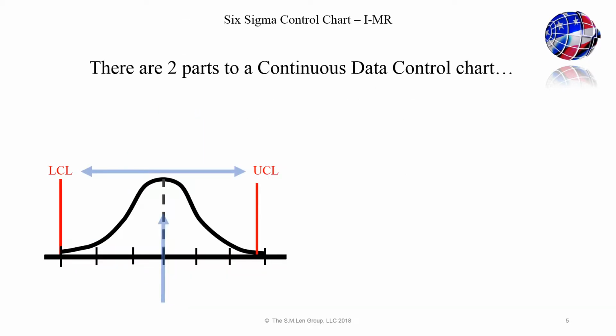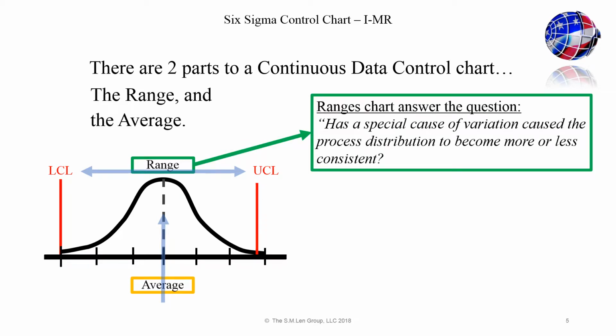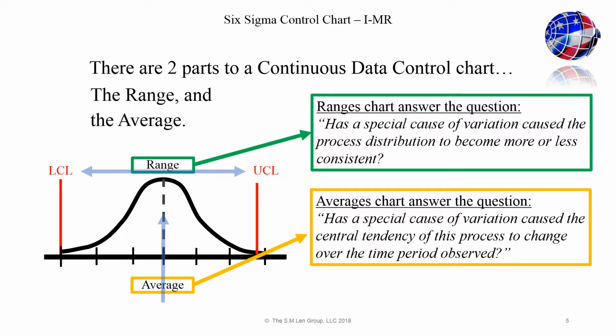There are two parts to a continuous data control chart, the range and the average. The ranges chart answers the question, has a special cause of variation caused the process distribution to become more or less consistent? The averages chart answers the question, has a special cause of variation caused the central tendency of this process to change over the time period observed?